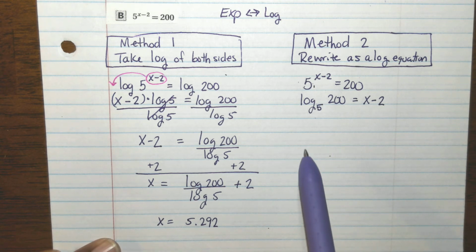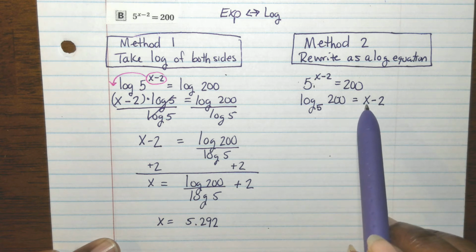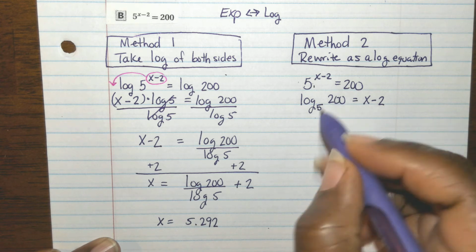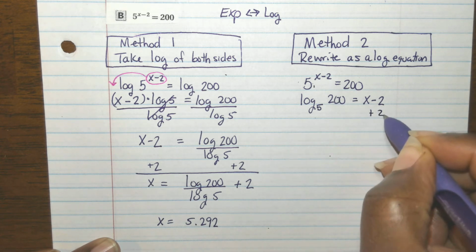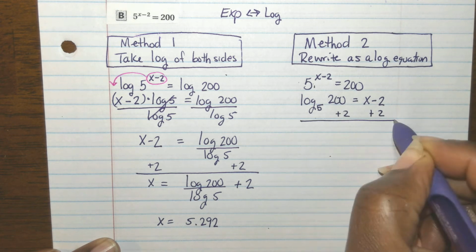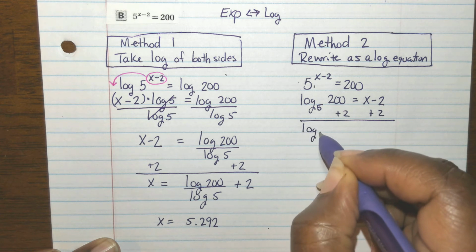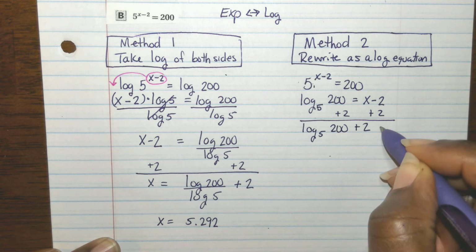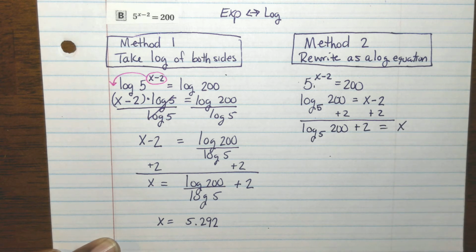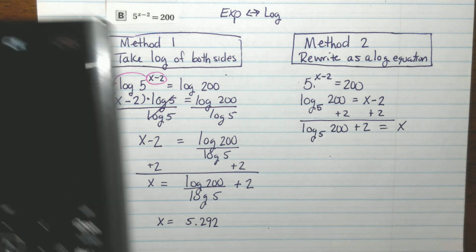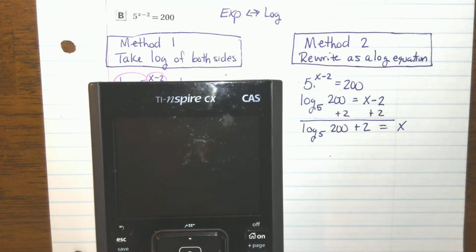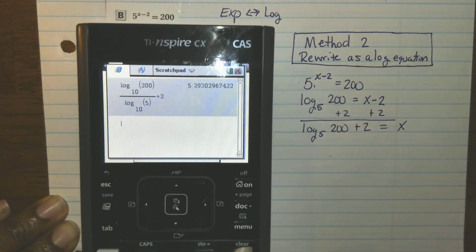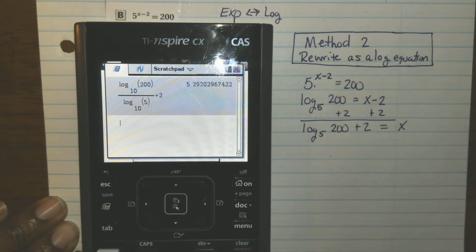So now, well, how am I going to solve it? Well, my x is here. The only thing I need to do is to add the 2 to this side. So I'm going to add 2 on both sides of the equation. And I have log base 5 of 200 plus 2 is going to give me my solution. So that's what I'm going to type into my calculator. And we're going to see if we get the same answers we did before. That'll tell us if we did this correctly.